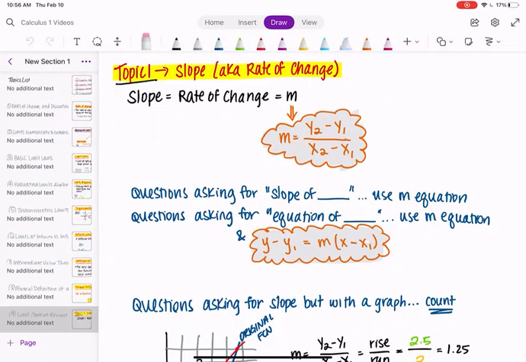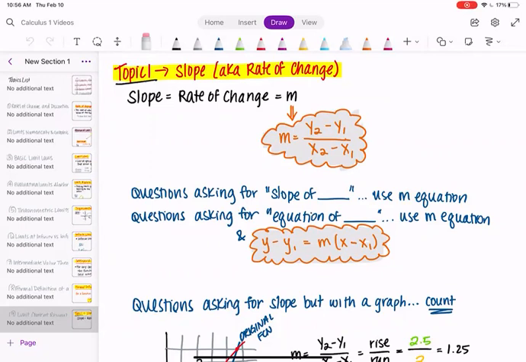I just wanted to jump through a really quick, definitely surface level limit content review, but hopefully that'll refer you to the videos that you actually need to study for your upcoming exam, right? So the first topic we went into is the concept of slope, right? That slope equals the rate of change equals m.